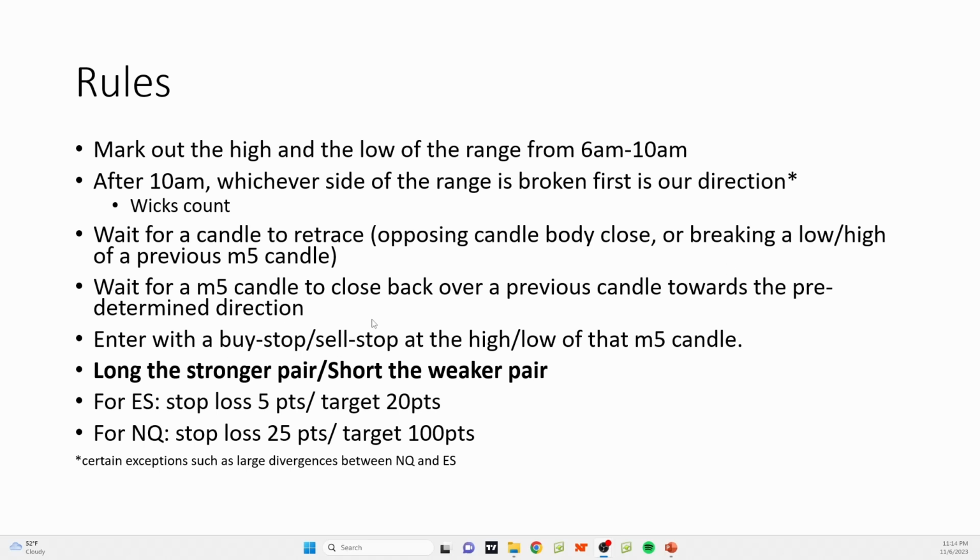You enter with a buy stop or sell stop so that you get tagged into the trend. You long the stronger pair or you short the weaker pair, which is important because that's what I was really testing out while I was doing this. I had them side by side. So for ES, your stop loss is 5 points, you target 20 points, and for NQ, your stop loss is 25 points and you target 100 points for a 4R.